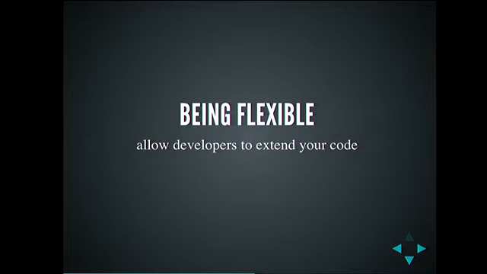The second key to a successful API is flexibility. With any tool, you have to make the trade-off between what your core does and what your users want.